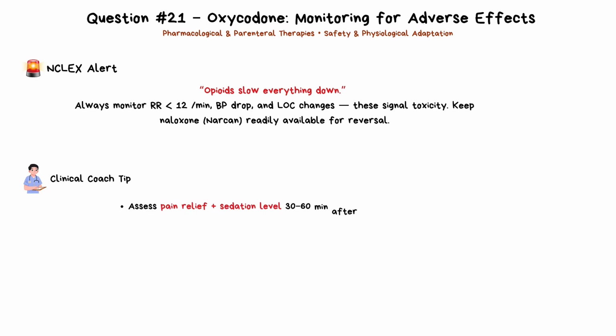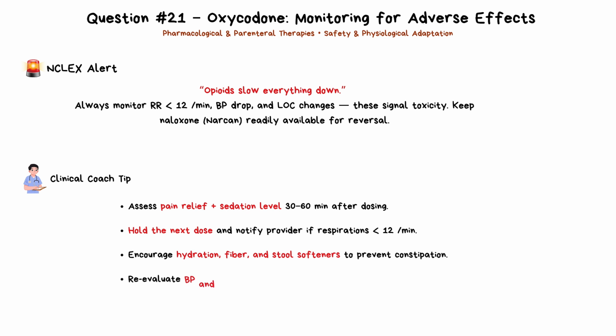Now, your clinical coach takeaway. Assess pain relief and sedation 30 to 60 minutes after dosing. If respirations fall below 12, hold the next dose and notify the provider. Encourage hydration, fiber, and stool softeners to prevent constipation. And reevaluate blood pressure and alertness before each administration. Safety first, always.